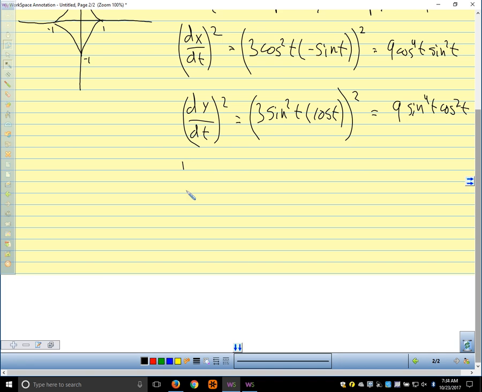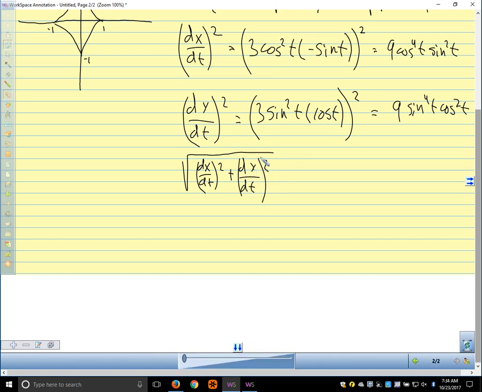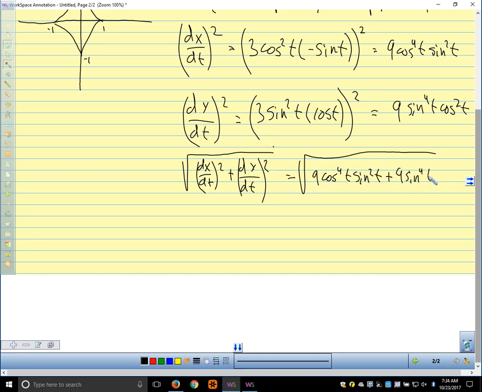And then the square root of dx/dt squared plus dy/dt squared. This is going to be nice. It's the square root of this entire quantity, the sum of those two things. So what are we going to do with that?